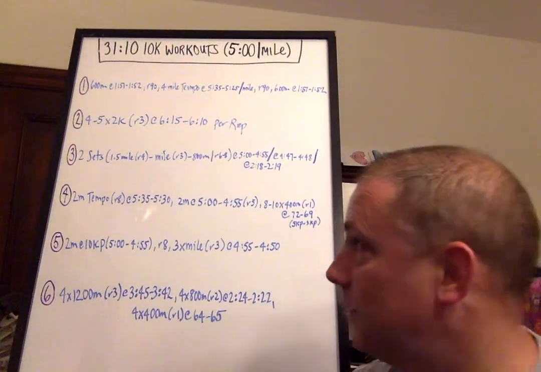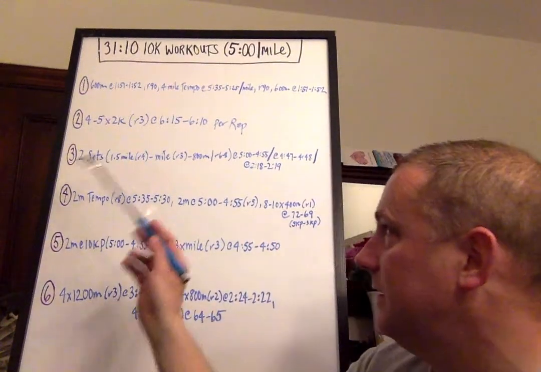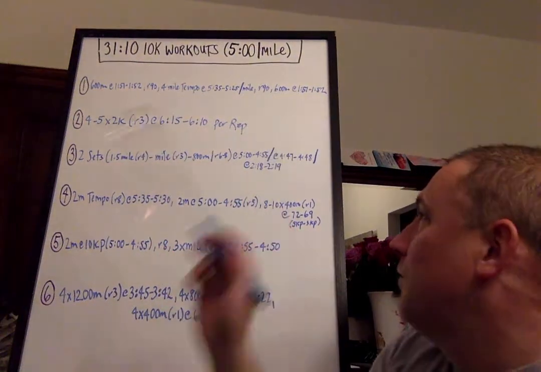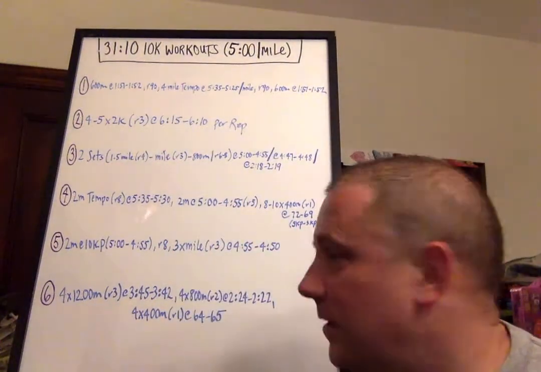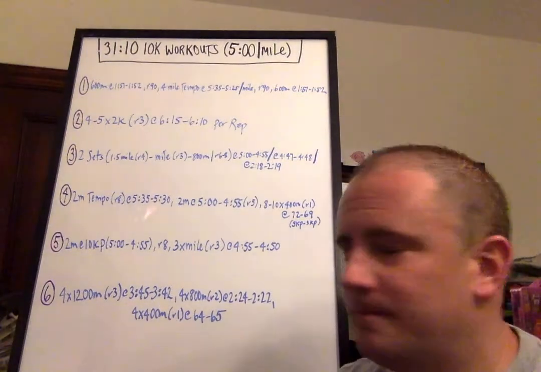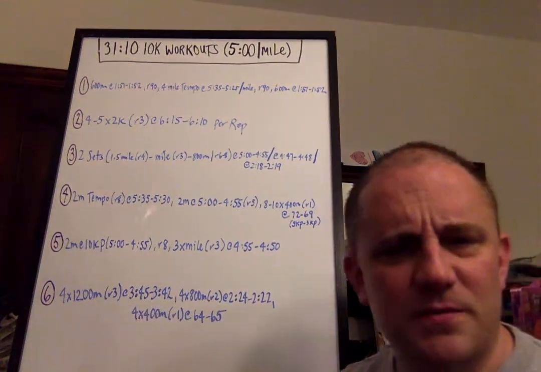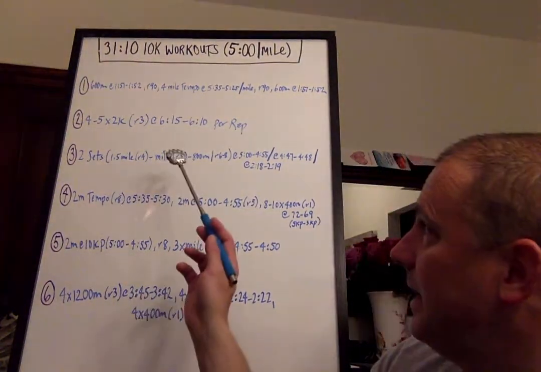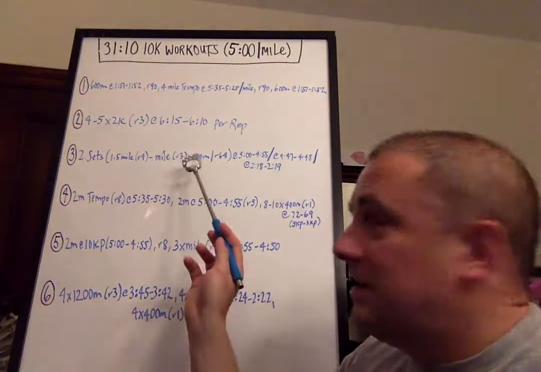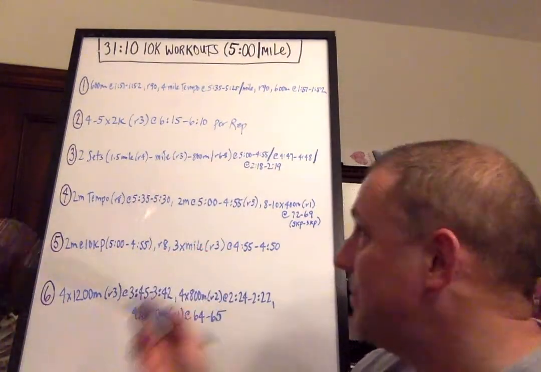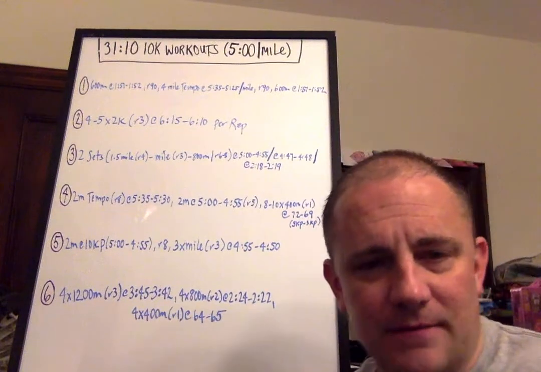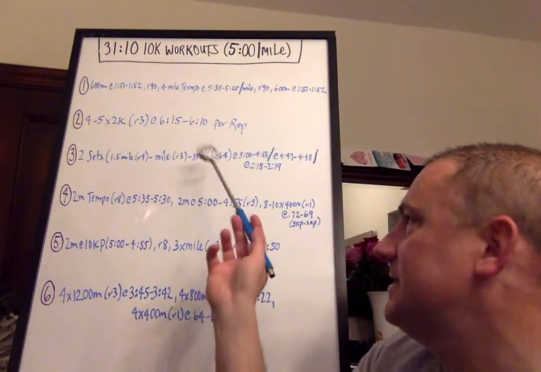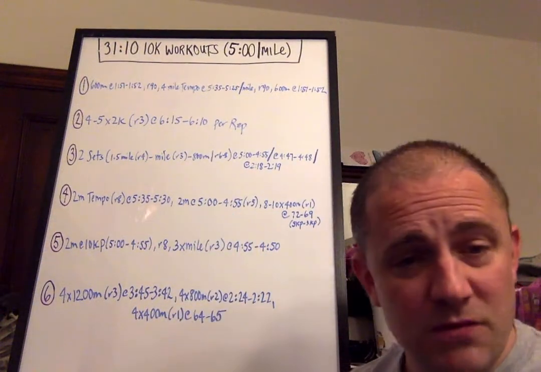pace for 10K, okay? Then you take a 4-minute active recovery, and then you do a mile in 4:47 to 4:48, all right? That's about 5K pace. And then you take a 3-minute recovery, and then you do your 800-meter rep at 3K pace, which is 2:18 to 2:19. After the 800-meter rep, you take 6 to 8 minutes of active recovery, and then you repeat it.